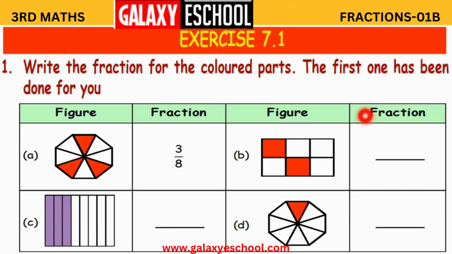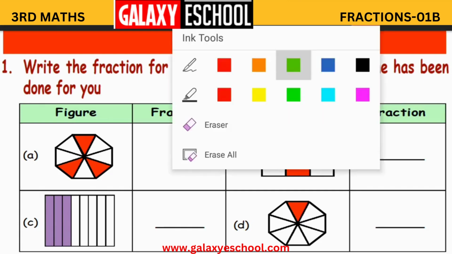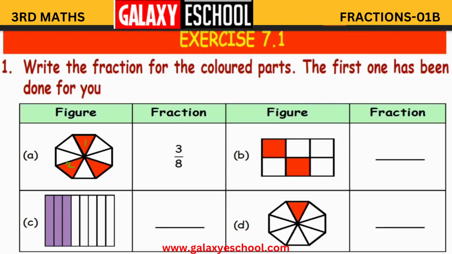Now see here, it is a little advanced exercise here children. Till now we had only one colored part. Yes, but here if you see, what will be the fraction? We are having 1, 2, 3 colored parts. So in our numerator we will write 3, see 3 divided by, what are the total number of parts? 1, 2, 3, 4, 5, 6, 7, 8. So 3 divided by 8.